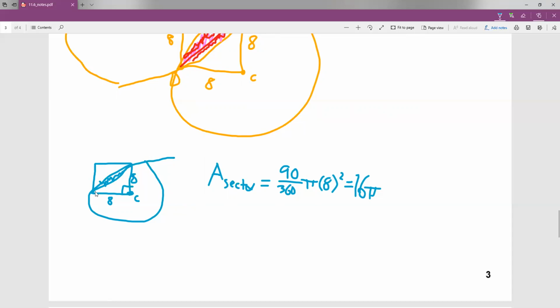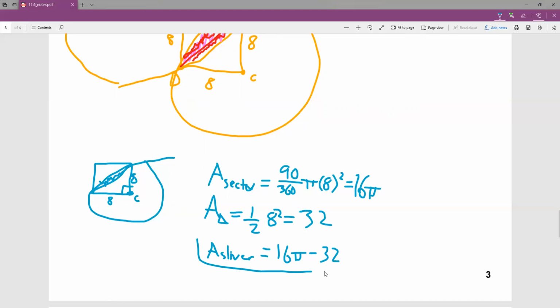So that's the area of the whole sector. Now we're going to find the area of the triangle. So the area of the triangle is not hard to find here. It's just 1/2 base times height, which is 8 and 8. So it's just 1/2 8 squared. So 64 divided by 2 is 32. So then that means my area of my sliver is just going to be the area of the sector, which is 16 pi, minus the area of the triangle, which is 32, and that is the area of the sliver.